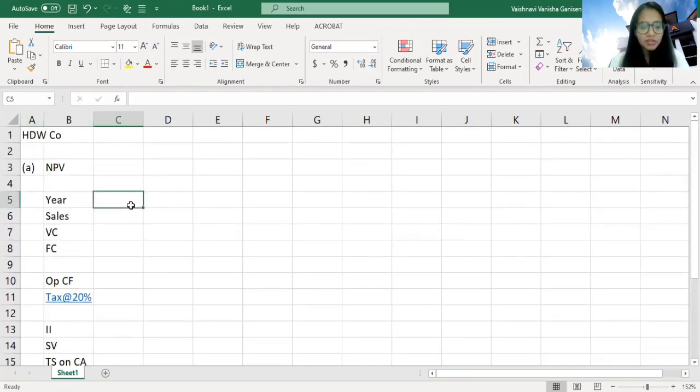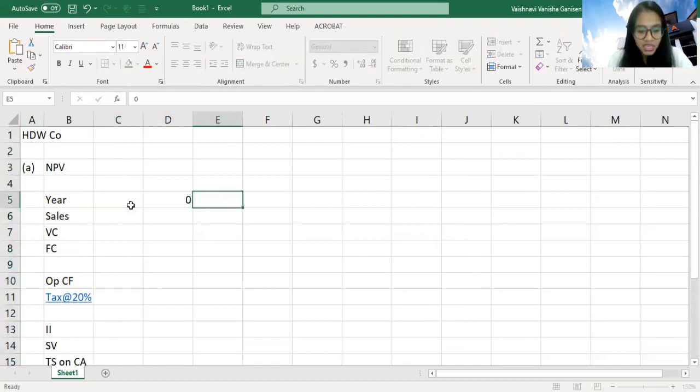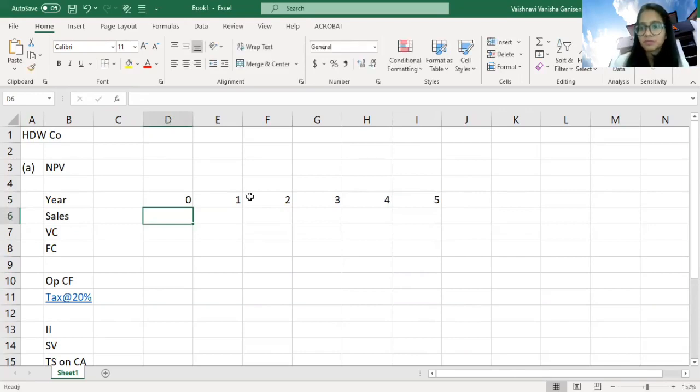Now, in terms of year, remember always leave a column. Start from year 0 in the next column. How many years is this project? Hold on, let me see. The useful life of it is 4 years. Tax is paid 1 year in arrears, so we will go up to year 5.